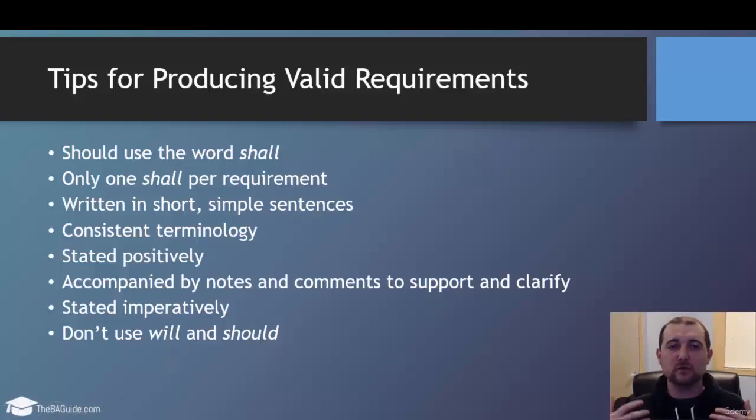In this lecture, we're going to be giving you some tips about how you can produce valid requirements and certain vocabulary that you should or shouldn't use within your writing of the requirements.